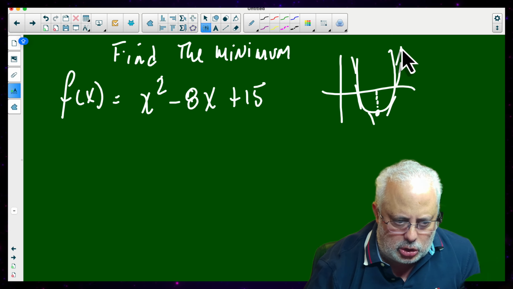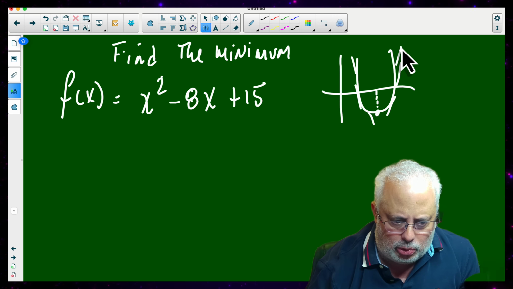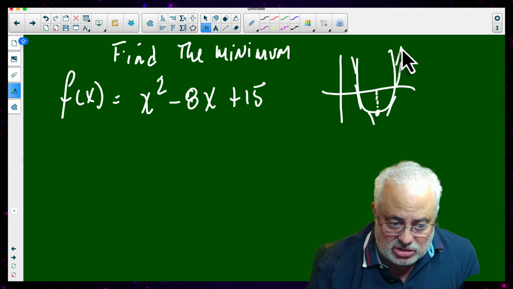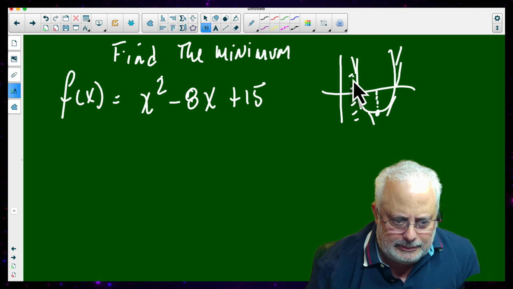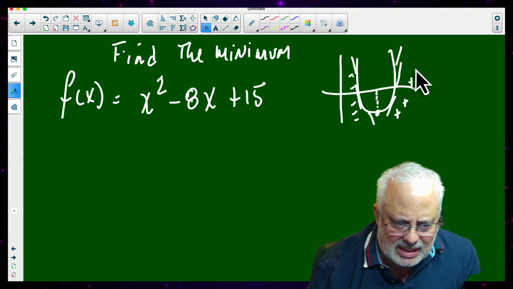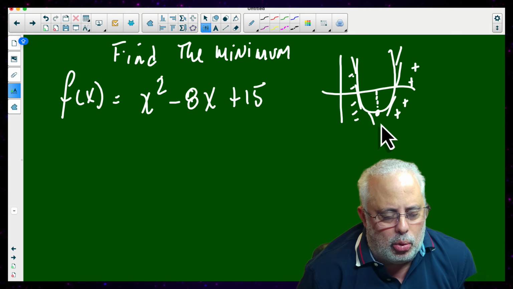So notice that the slope on this side is negative, and after the inflection point, the slope of the tangent lines is positive. So we have something that is negative here and positive here. That's what is called a point of inflection, a possible relative minimum or a relative maximum.